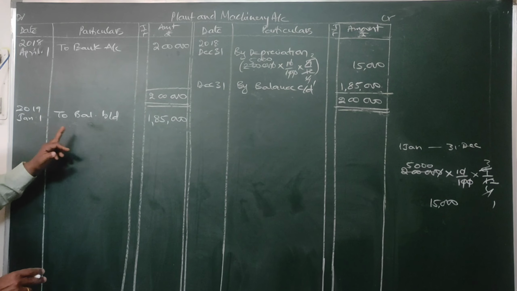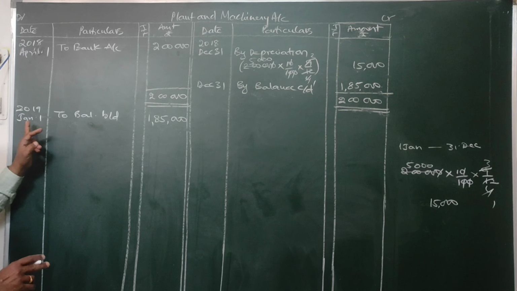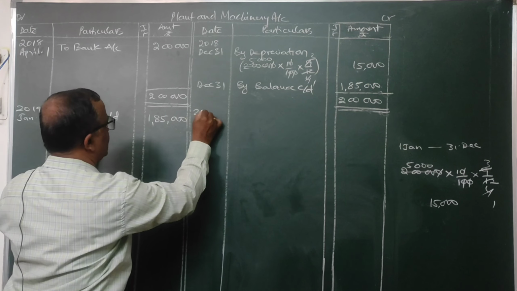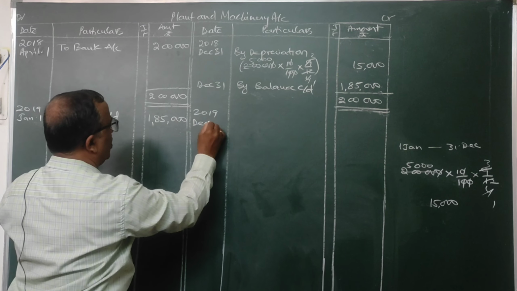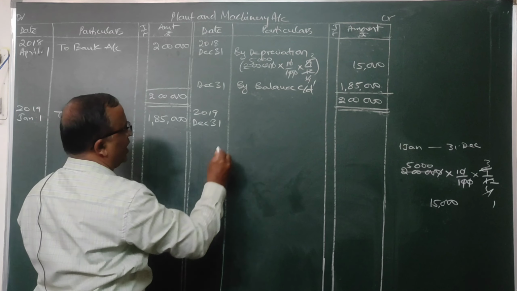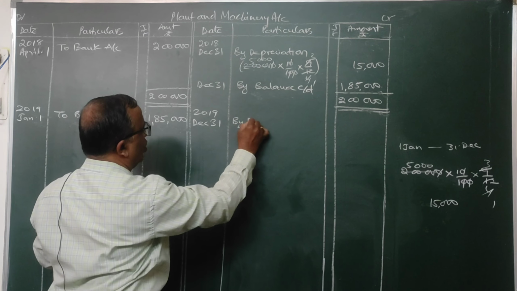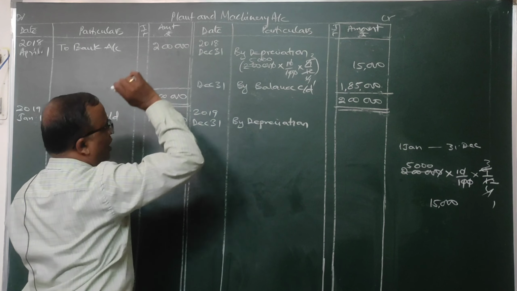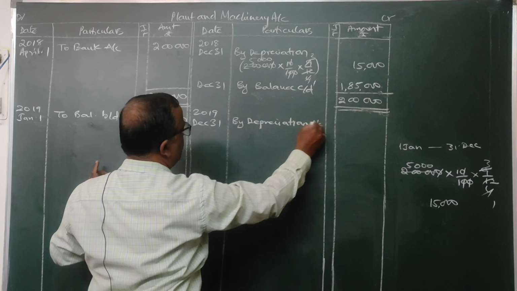That means at the end of the year, on which date? The year has started on January 1. It will end on 31st December. So on 31st December 2019, we are going to provide depreciation. So when we provide depreciation, our entry will be depreciation account debit to plant and machinery account. So how much depreciation should we provide?